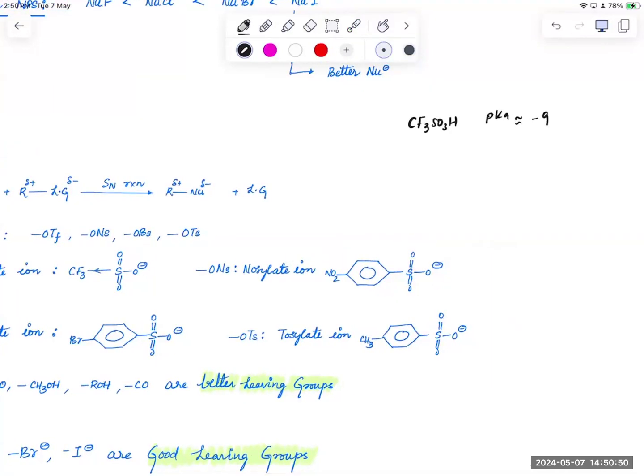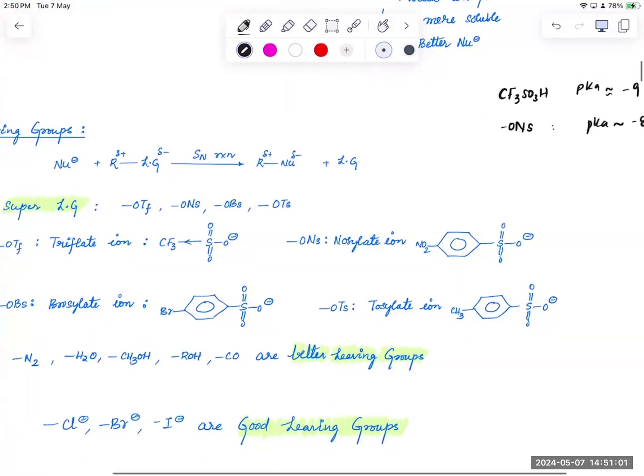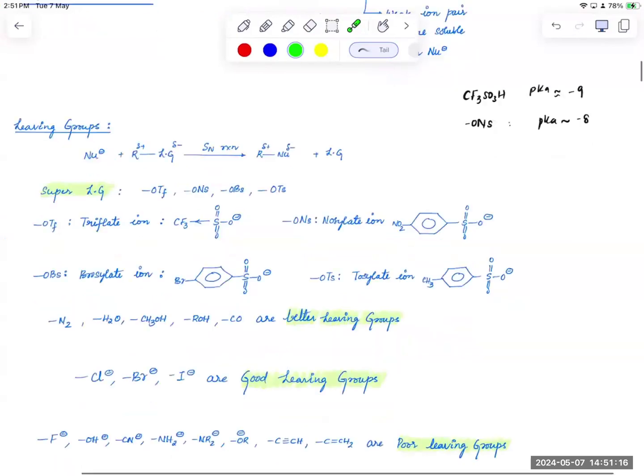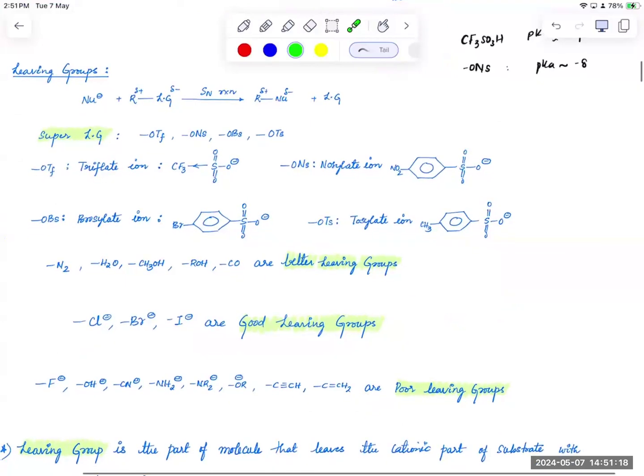Same is the case with ONs. ONs also has a pKa value very, very small, close to maybe -8 or something. Clear? So such kind of pKa values they will have, which means they are going to be extremely weak bases. After removing H plus, they'll be very, very weak bases. OBs is brosylate, OTs is tosylate.